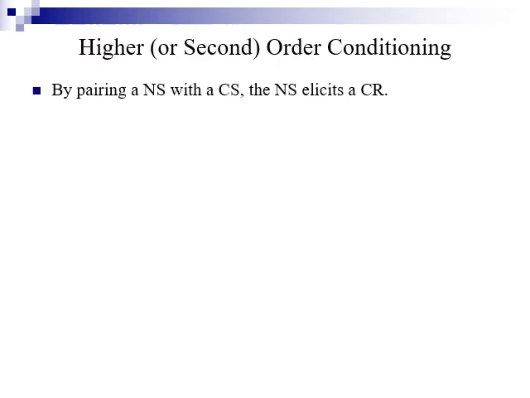Now that we've covered basic Pavlovian conditioning, let's look at higher order conditioning. Higher or second order conditioning is when you pair a neutral stimulus not with an unconditioned stimulus, but with a conditioned stimulus, and that neutral stimulus comes to elicit a conditioned response. It will help, of course, to go through an example, which we will.